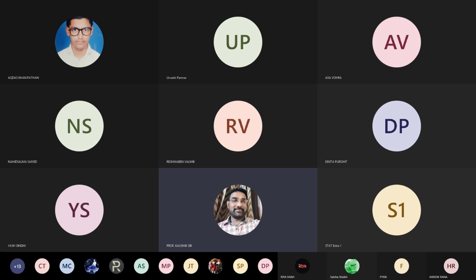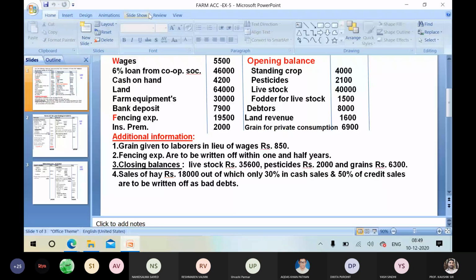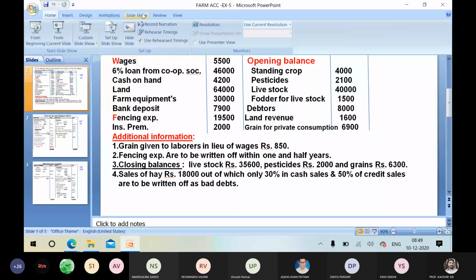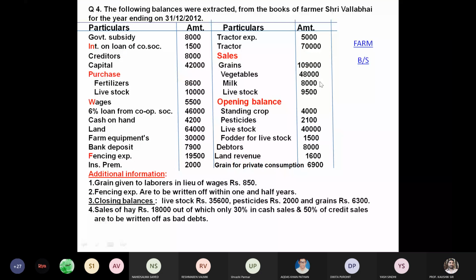The fifth example of farm accounting. Okay, I am going to share the PowerPoint. This is the example. No credit and debit balances are given, only particulars and amount.